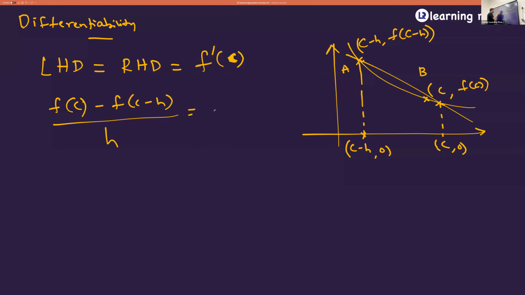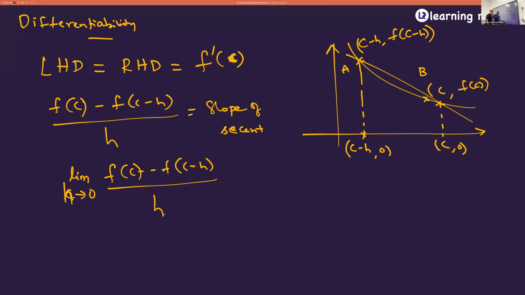So this is the slope of the secant. For the slope of the secant to become the slope of the tangent, what am I supposed to do? I need to apply the limit. What should tend to 0? Limit h tends to 0. When h is tending to 0, c minus h will be close to c. So limit h tends to 0, f of c minus f of c minus h the whole divided by h is going to give me the left hand derivative. Right, this is what you would have written.